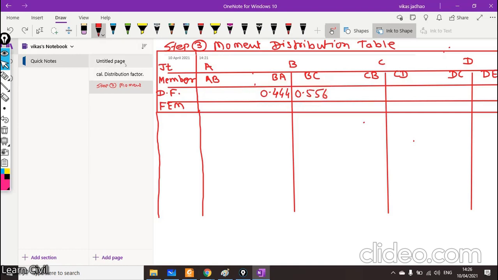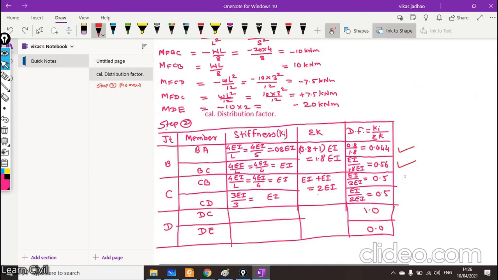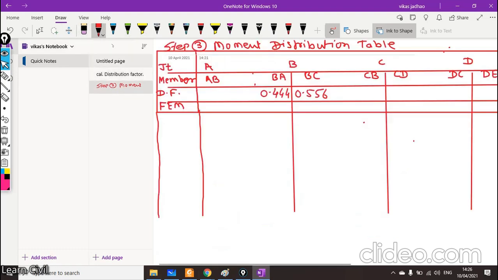Okay. Then for joint C we will be having the distribution factor as 0.5 for CB and 0.5 for CD. So we'll write down 0.5 here. For DC we'll be having 1.0, and DE will have a distribution factor of 0.